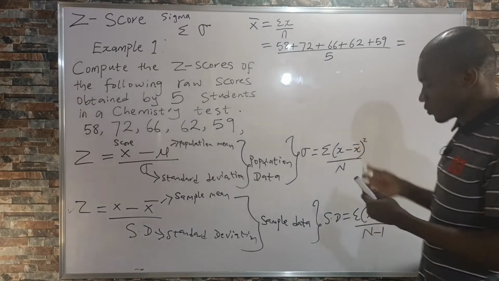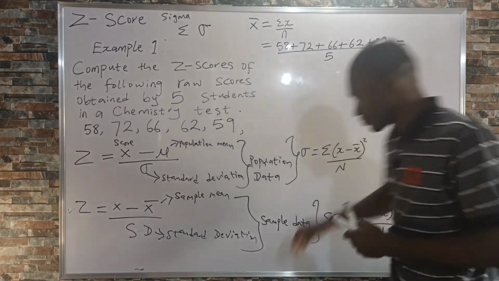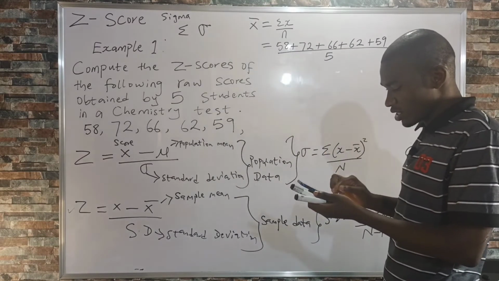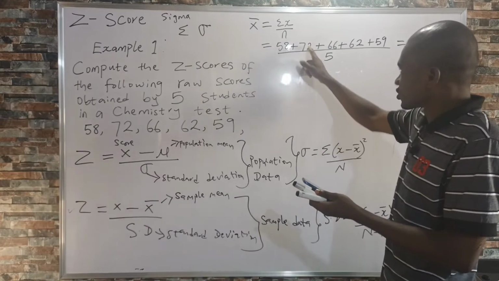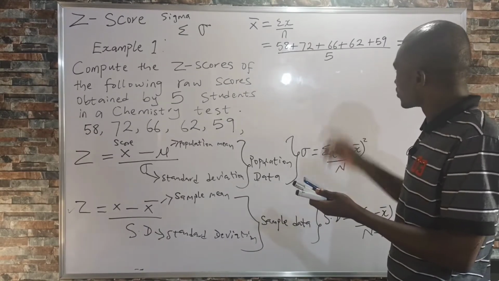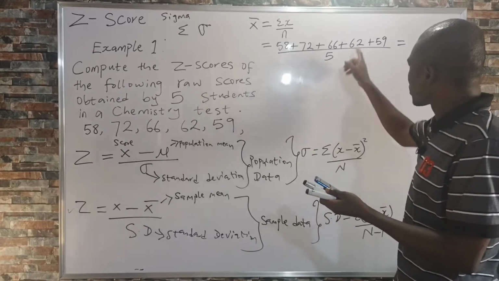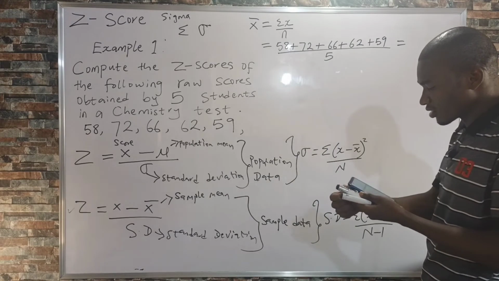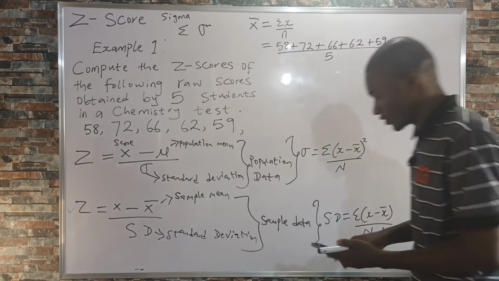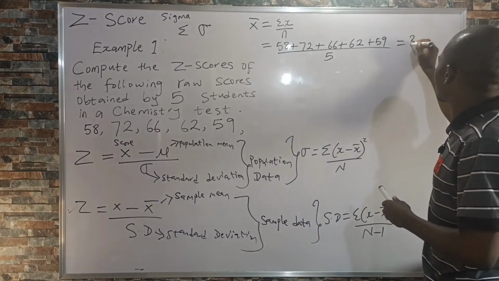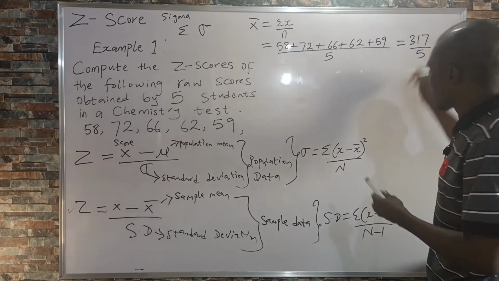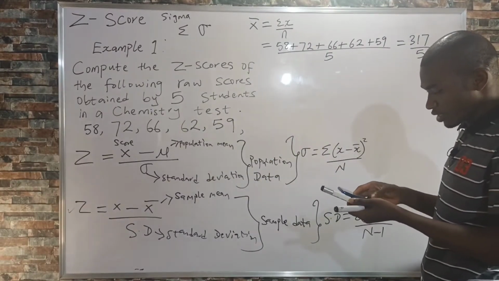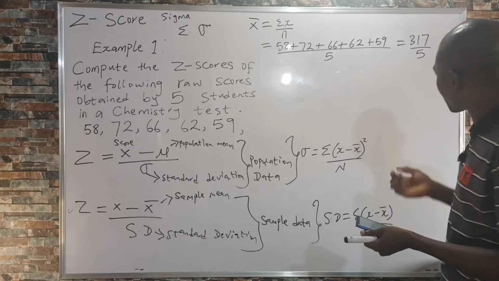And that is equal to, let's add up all the values we have here. Adding up with your calculator, we have 58 in addition to 72, in addition to 66, in addition to 62, and in addition to 59. And that is summed up to be 317. So here I have 317, and that is all over 5. When we divide 317 by 5, I have 63.4.